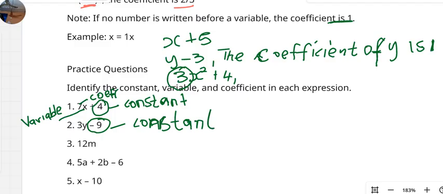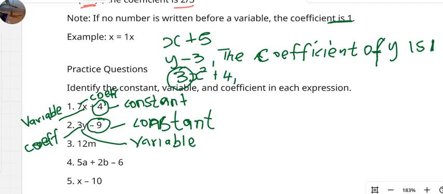Then what of the coefficient here? The coefficient is that number attached to the variable, and that's 3. The coefficient is 3. I'm just writing C for coefficient for short here. And what's the variable? The variable is y. That's how this thing is done. Alright, the variable is y.